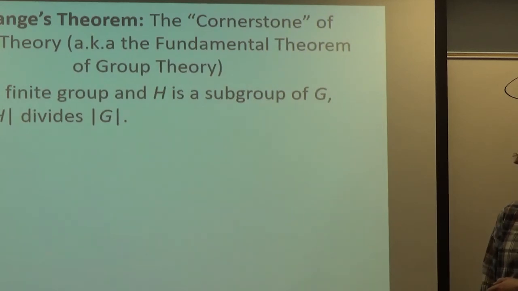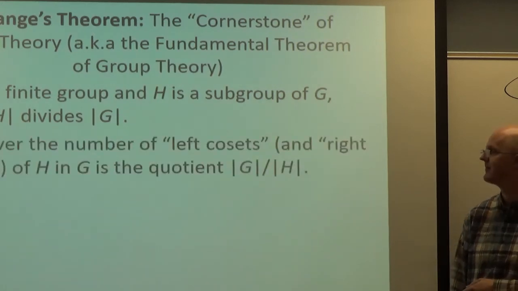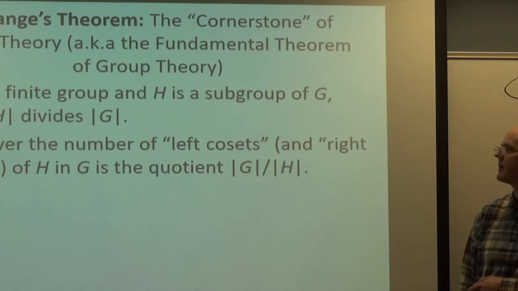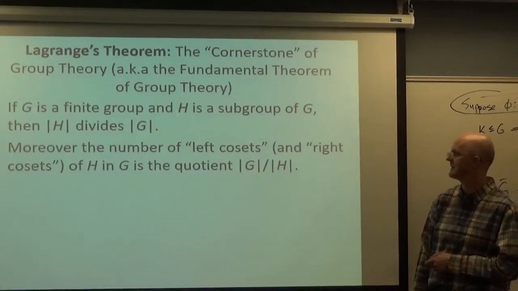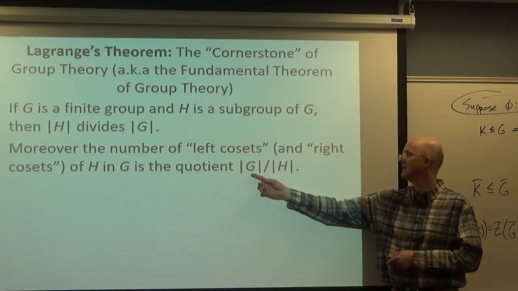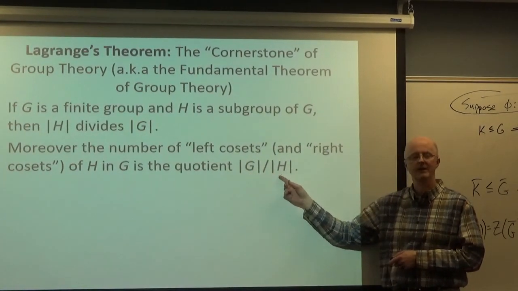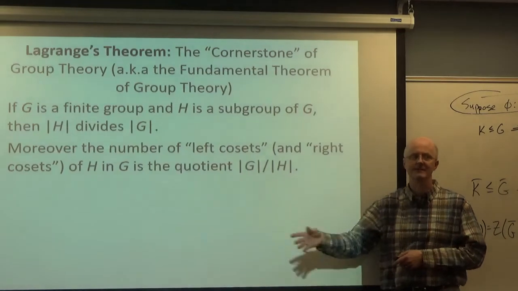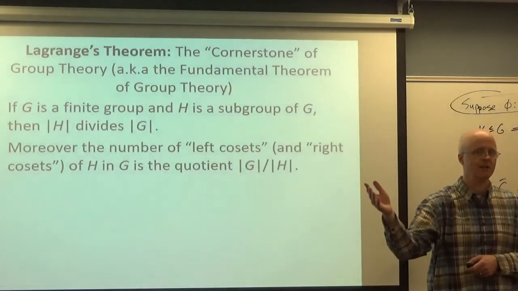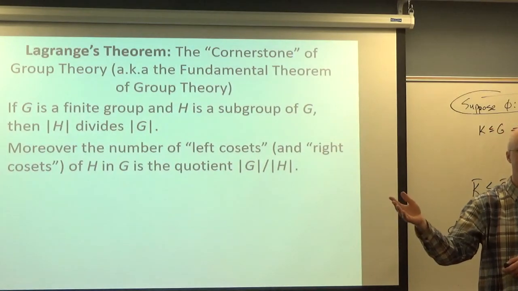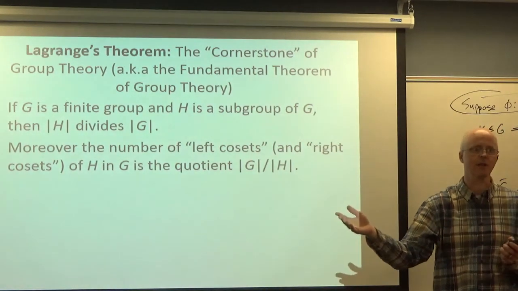You can say a little bit more, but it involves some new terminology. You can say the number of left cosets and right cosets is the quotient, order of G divided by the order of H. Now, I haven't said what a left coset is. I haven't said what a right coset is. In your reading, which you should do in chapter 7 for next Monday, you will learn what left and right cosets are.